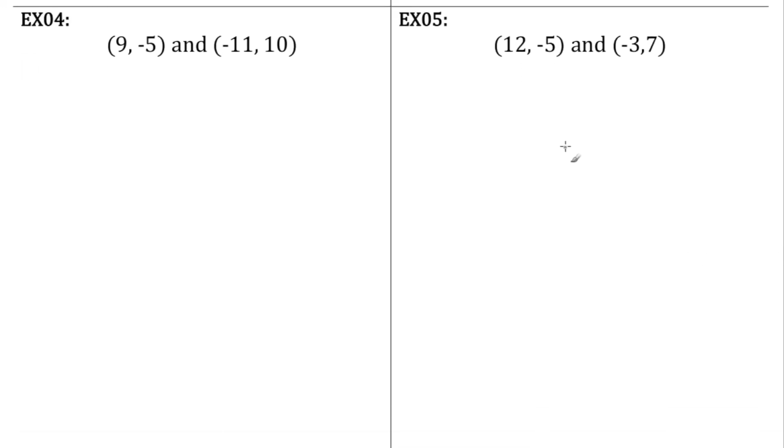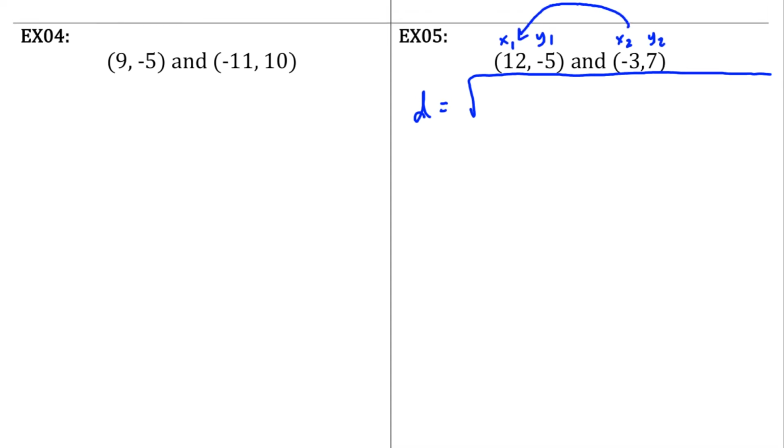And let's just do one more. I feel like you'll get this whole point. Get it? Point. So x1, y1, x2, y2. Negative 3 minus 12 squared, and then 7 minus negative 5 squared, and we add them together.